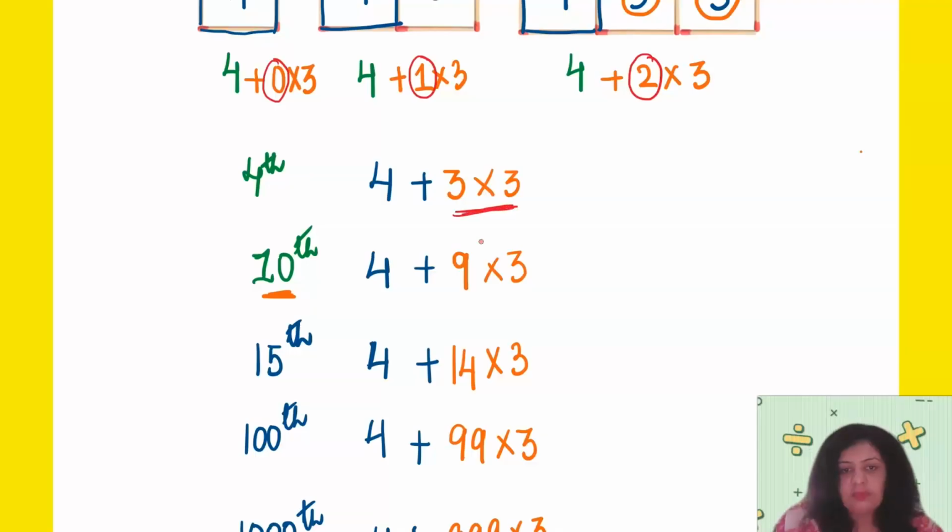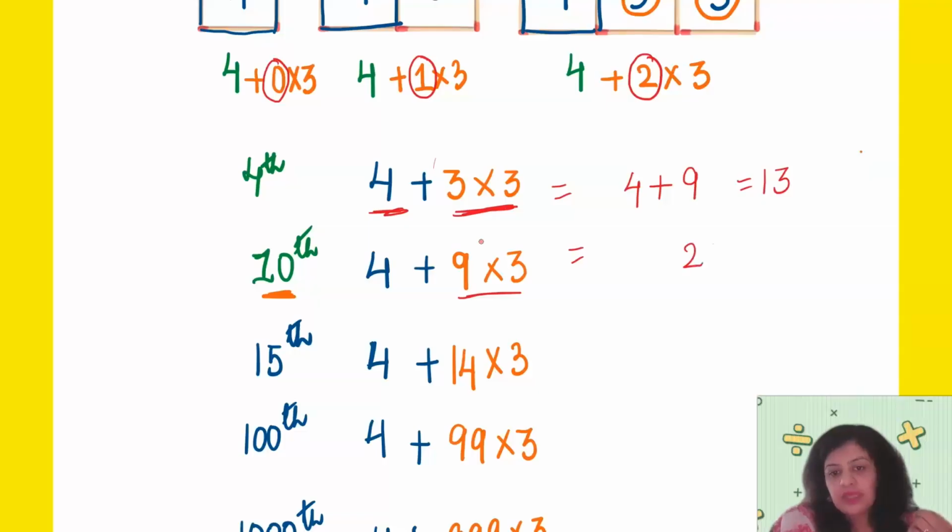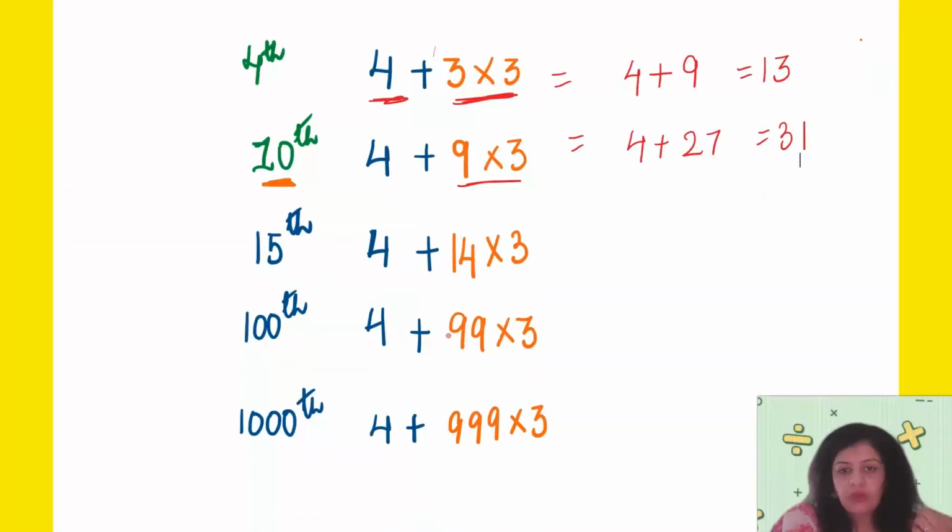So how to solve these? 3 groups of 3 is separate and 4 is separate. 4 is being added to 3 groups of 3. So we'll first find out 3 groups of 3 is 9. 4 plus 9 is 13. Then how much is 9 groups of 3? It is 27 and we'll add 4. So we get 31. How much is 14 groups of 3? It is 42. And we are adding 4. So it comes out to be 46.